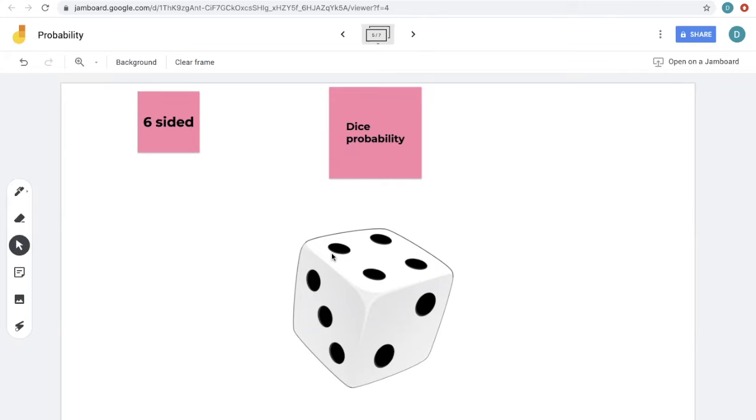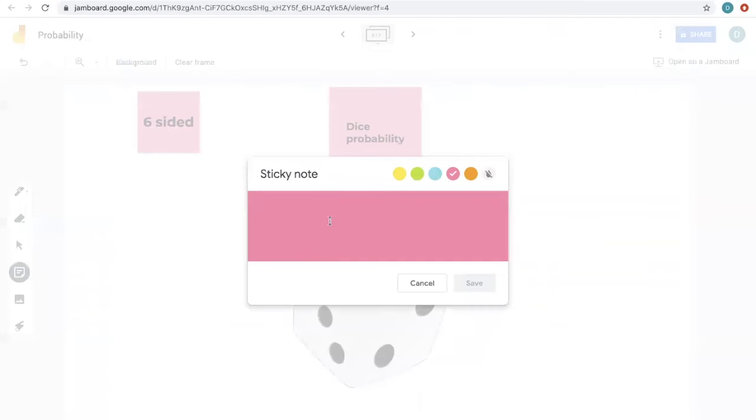So let's say I decide to roll this. Well, what is the probability of rolling a 1? Well, there's only one side that has 1 on it. So the probability is going to be 1 out of 6. That equals the probability of rolling a 1.